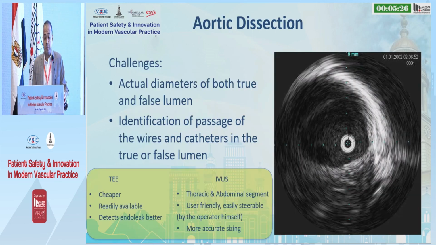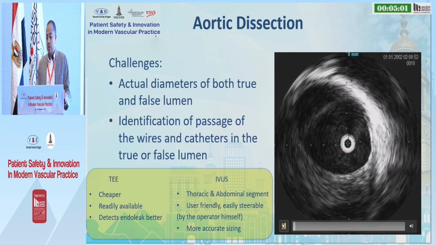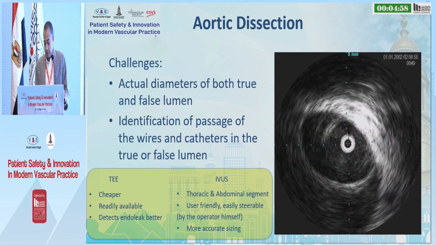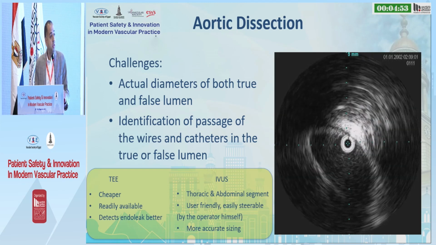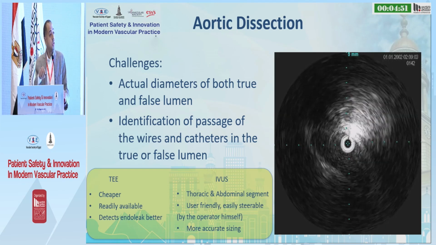And when it comes to aortic dissection, I believe this is the most important indication for 𝗖𝗿, because the challenges in aortic dissection are mainly in the actual diameters of both true and false lumen and identification. Where am I? Am I in the true or the false lumen? So in a video like this one here, you can see the true lumen here is compressed, but you can notice the ostia emerging.